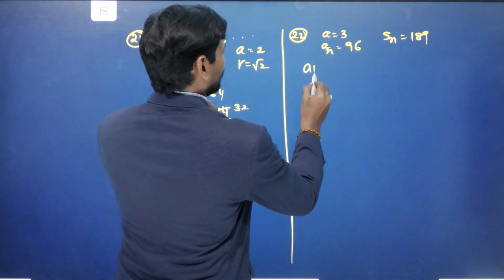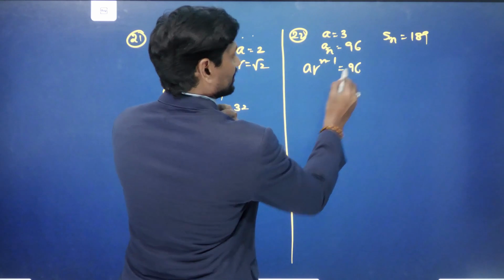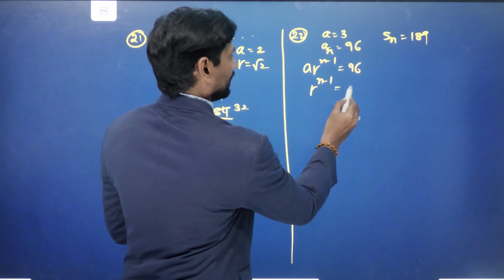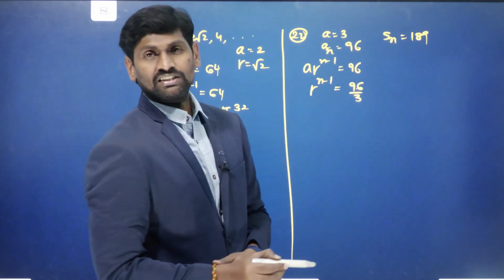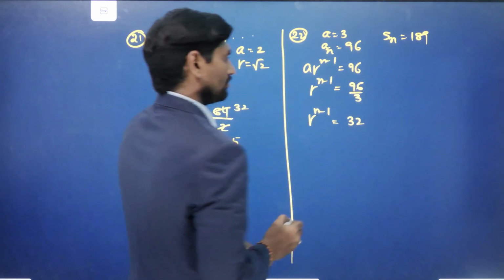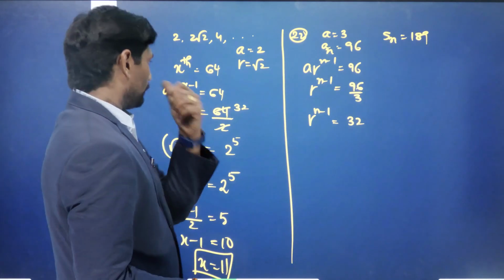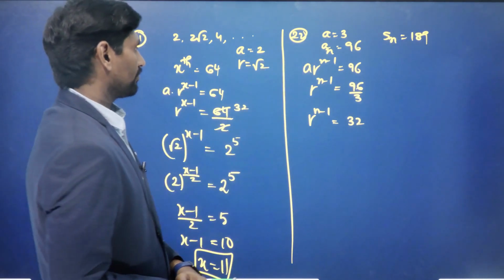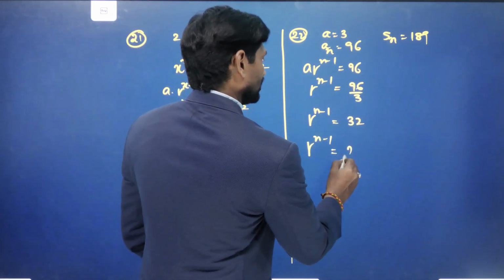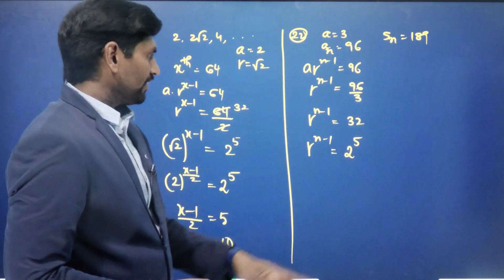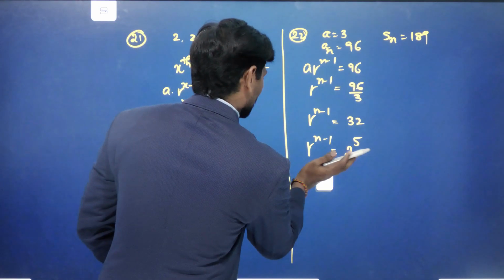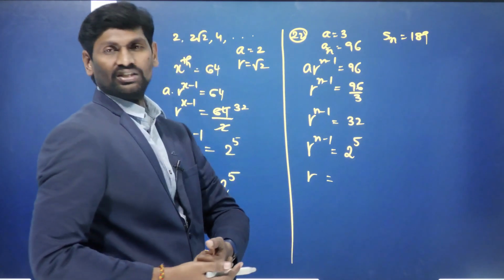Then we should find the value of n. What is the an formula? A into r power n minus 1 equals 96. A value is 3, so when you transpose, divide by 3. 96 by 3 is 32. So r power n minus 1 equals 32, which we can write as 2 power 5, or 6 minus 1. But we don't know exactly the r value.